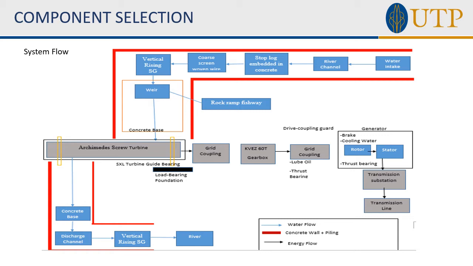The stop lock's function is to control the flow of the water that passes through, and then it passes through the coarse screen woven wire, where the coarse screen will filter all the debris and dirt, and only clean water will pass through. And then it passes through the vertical rising sluice gate. The vertical rising sluice gate also controls the water flow rate.